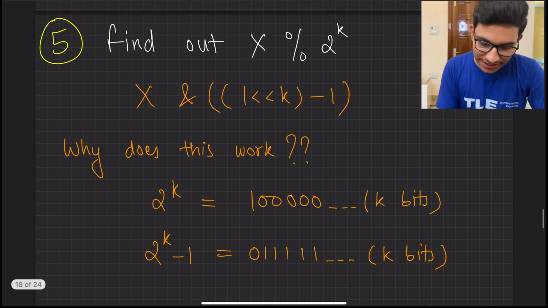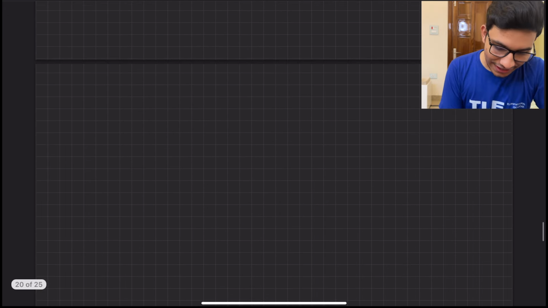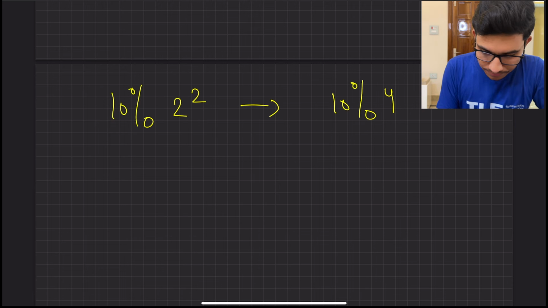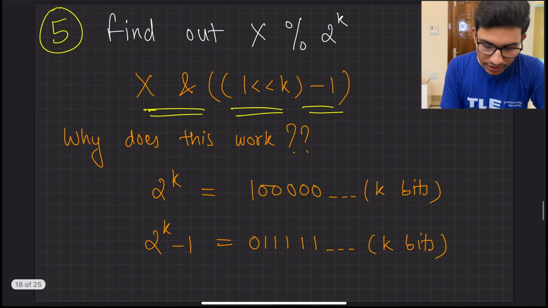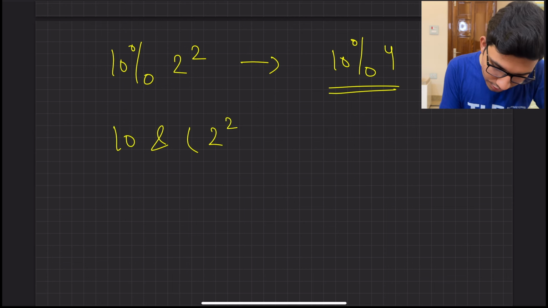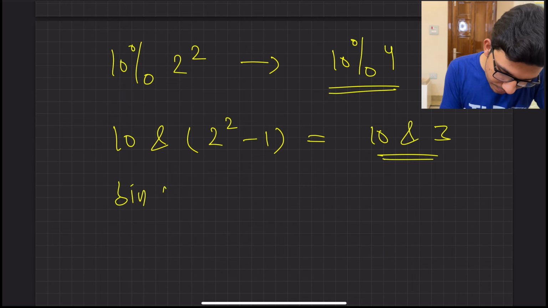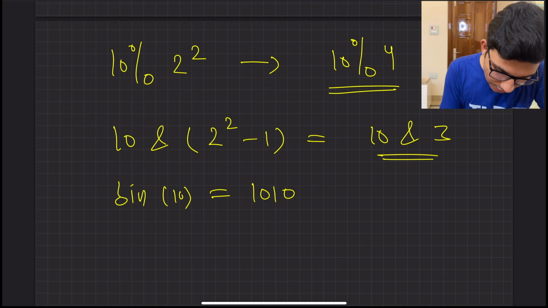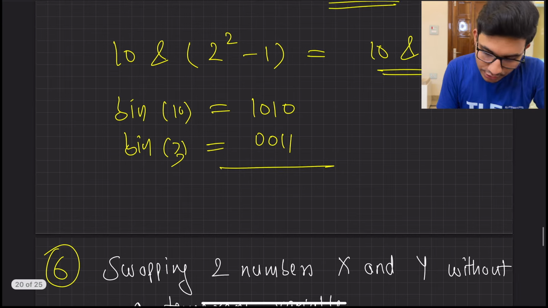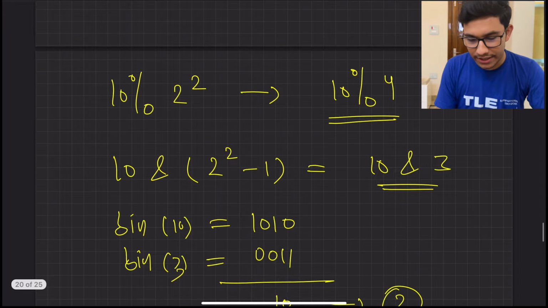So what you can do is you can do something like x and 2 to the power k minus 1. So let's look at an example for this. Let's suppose I tell you find out 10 modulo 2 to the power 2, which is the same as saying 10 modulo 4, right? So what I've given you in the formula, do x and 2 to the power k minus 1. So do 10 and 2 to the power 2 minus 1, which is the same as saying 10 and 3. Look at the binary representation of 10. It comes out to be 1, 0, 1, 0. Look at the binary representation of 3. It comes out to be 0, 0, 1, 1. You take the AND of these two numbers and you'll get 1, 0. Clearly, this is the binary representation of 2, right? And 10 modulo 4 is what? 10 modulo 4 is obviously 2.